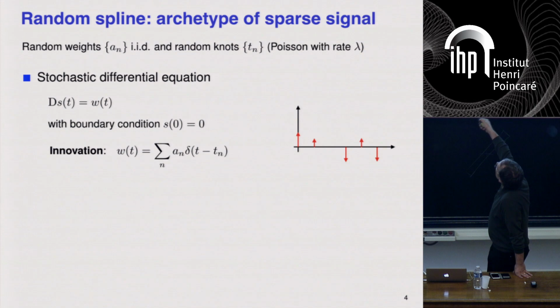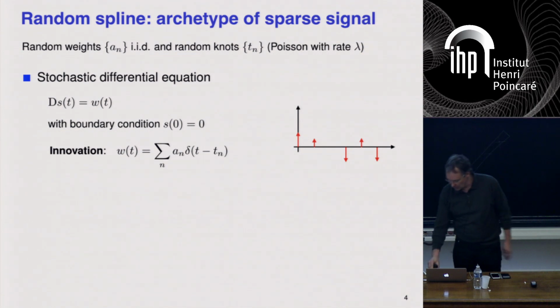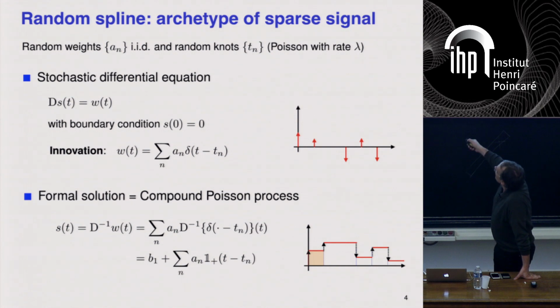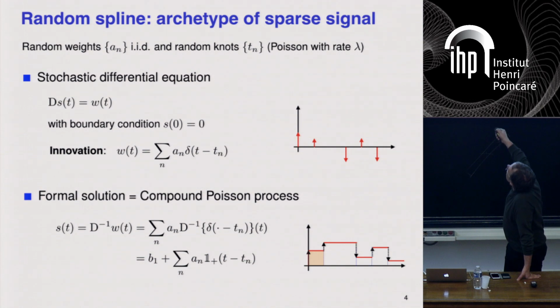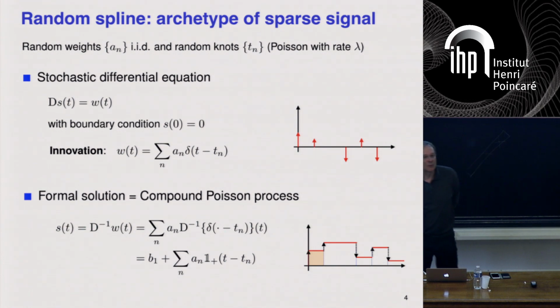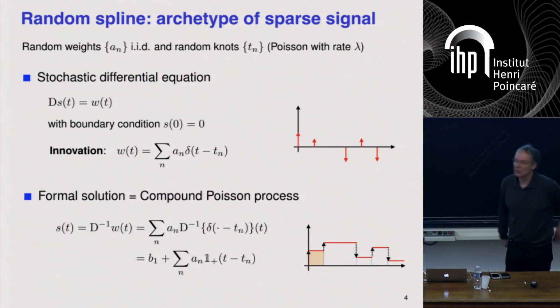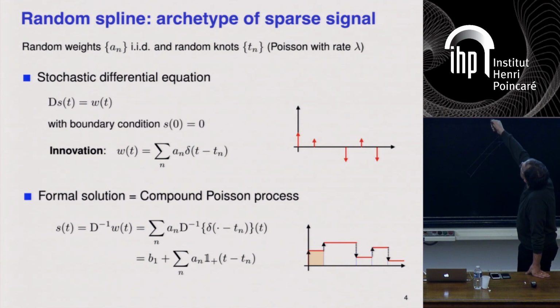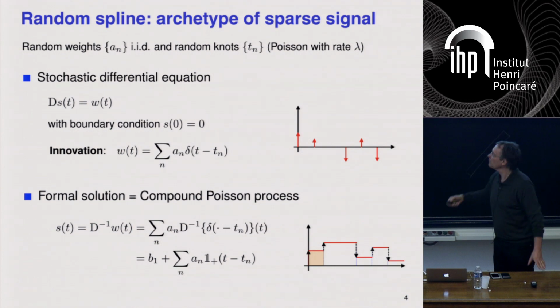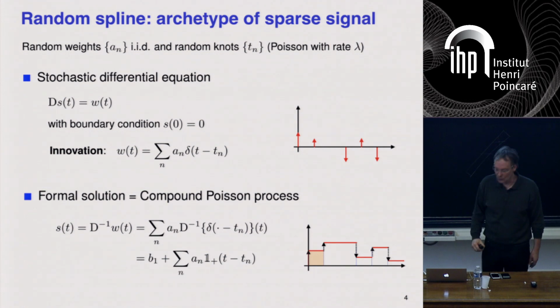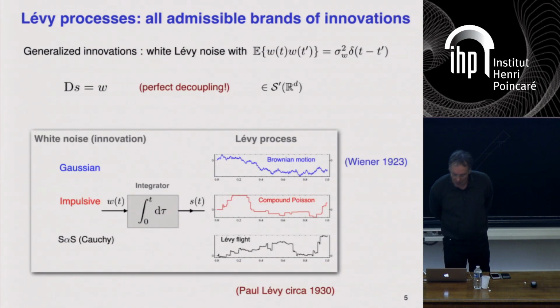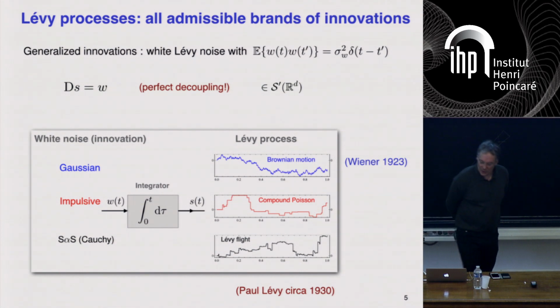Now you know the driving term, and you want to solve your equation. You can formally solve it by taking the integral. If you take the integral, essentially you will be replacing the Diracs by the Green's function of the integrator, which is the Heaviside function. So that's what's written here. It's the same sum, a_n times the Heaviside function, so it's unit steps. What you get at the end is a piecewise constant signal like here, and maybe also a boundary condition, b_1.